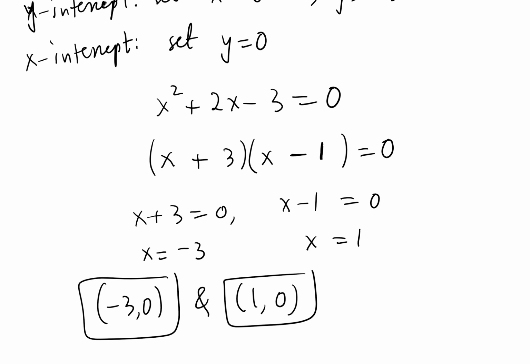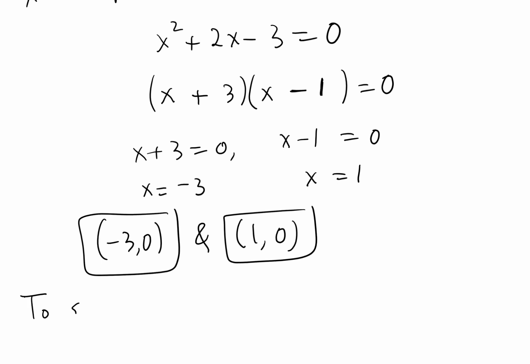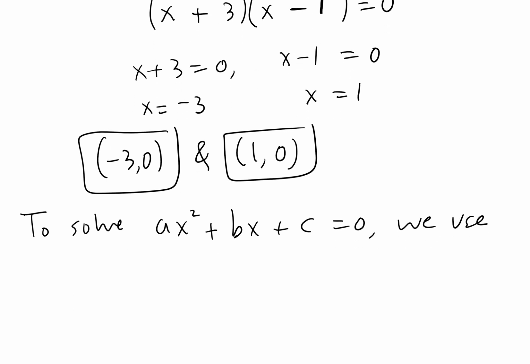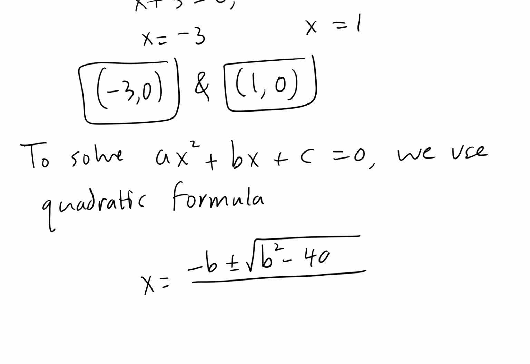Not all the times when you set y equals 0, you will be able to factor out. Now, if I can't factor out, what should I do? How do I solve an equation like this? Well, to solve the quadratic equation, ax squared plus bx plus c equals 0, we use what we call the quadratic formula. The quadratic formula says x equals -b plus or minus the square root of b squared minus 4ac over 2a.